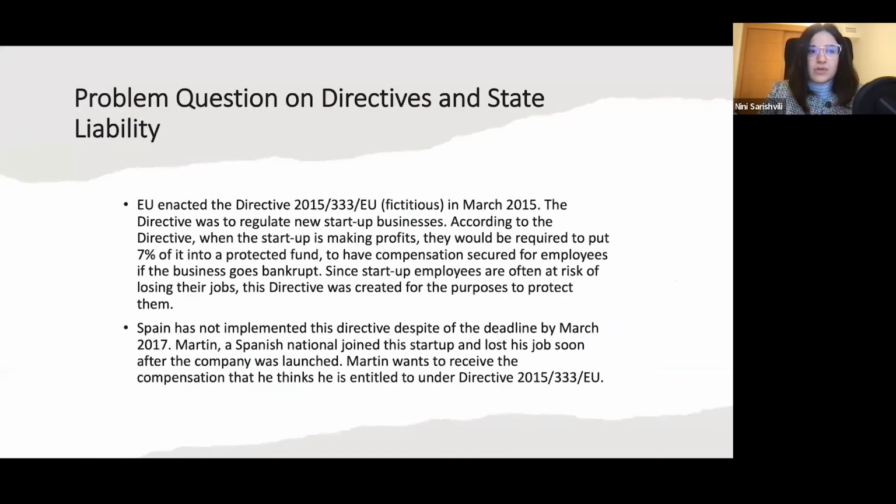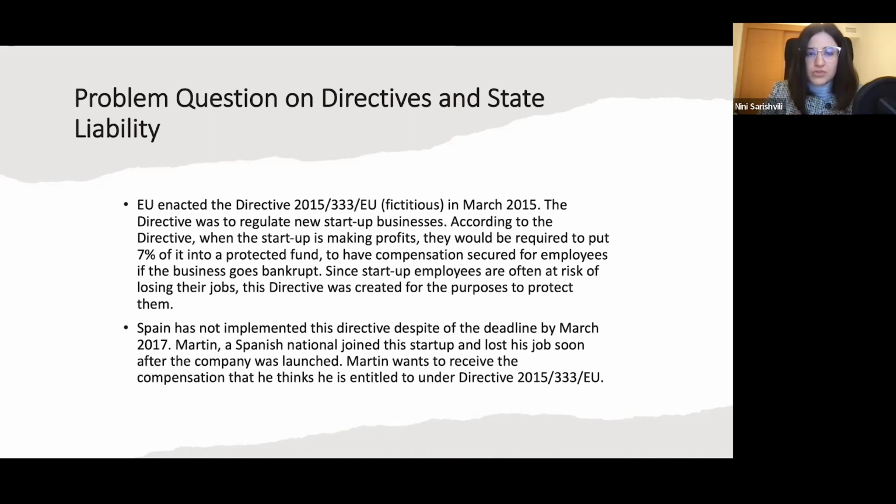Now, I would like to take you through a problem question on directives and state liability, an example problem question that you may be getting on your exam. The EU enacted Directive 2015 in March 2015.